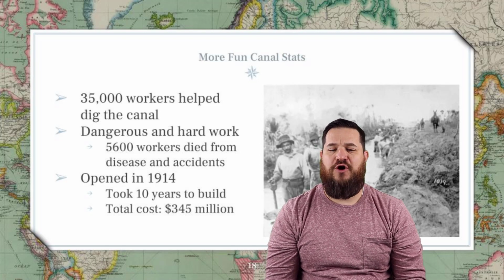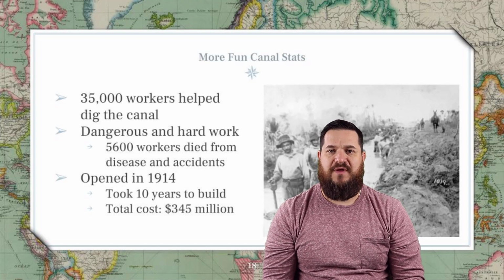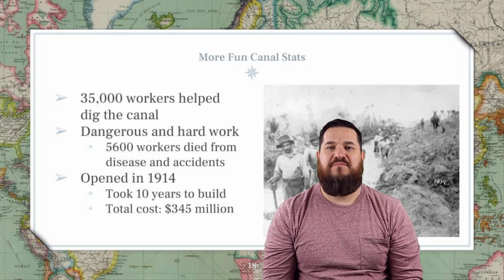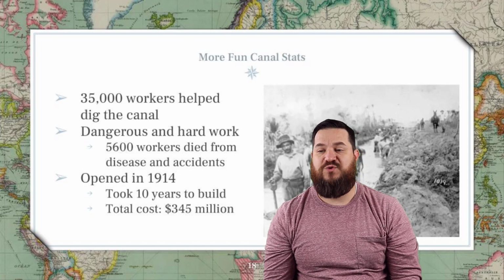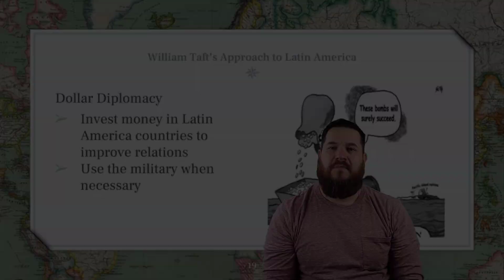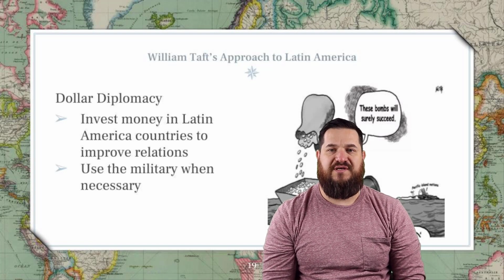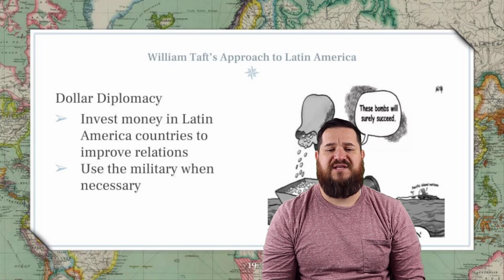The canal officially opened in 1914. It took 10 years to finish. It also cost an additional $345 million. That's on top of the $10 million we paid Panama and the $25 million we paid Colombia. So Roosevelt used what he called big stick diplomacy. Basically, he used force to get what he wanted for the United States.